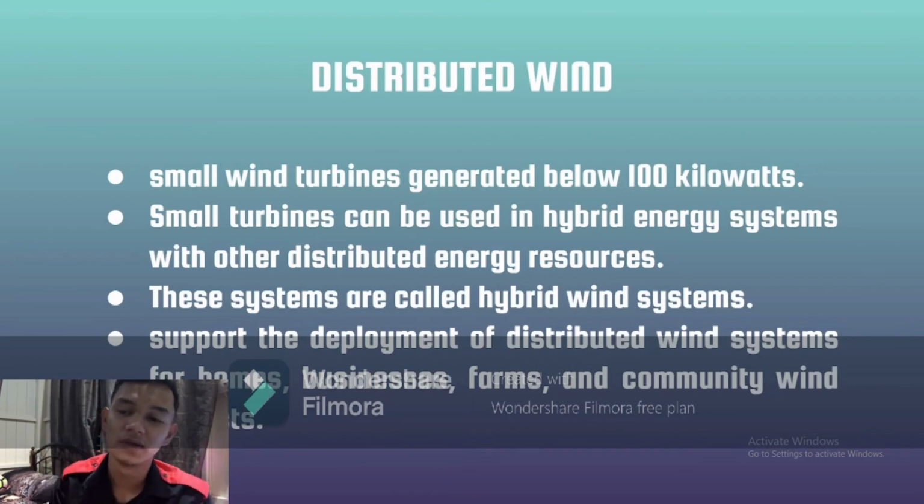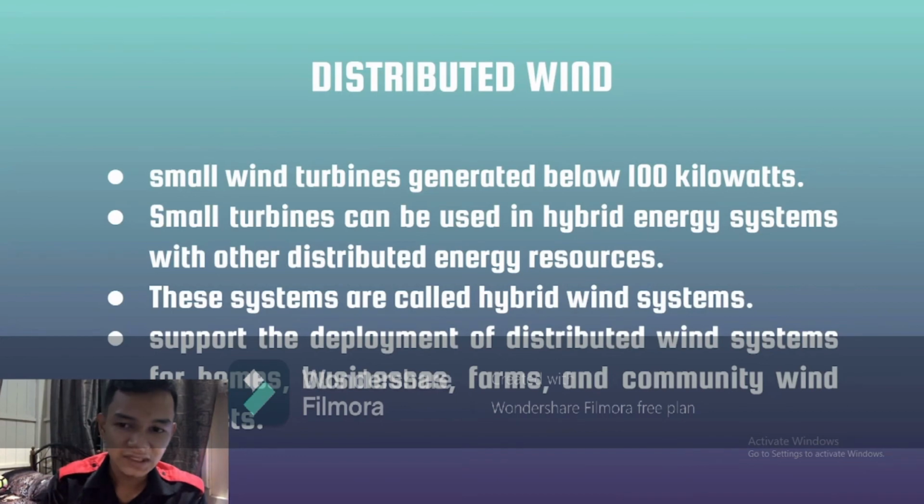Single small wind turbines below 100 kW are typically used for residential, agriculture, and small commercial and industry applications. Small turbines can be used in hybrid energy systems with other distributed energy resources such as microgrid powered by diesel generator, battery, and photovoltaics.